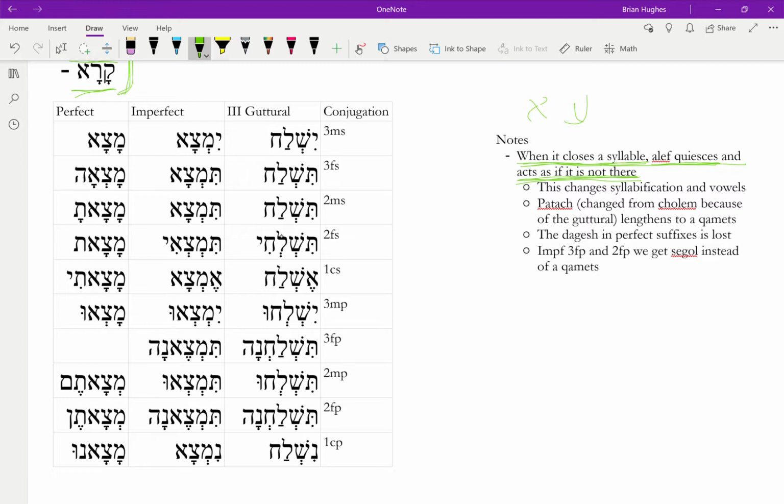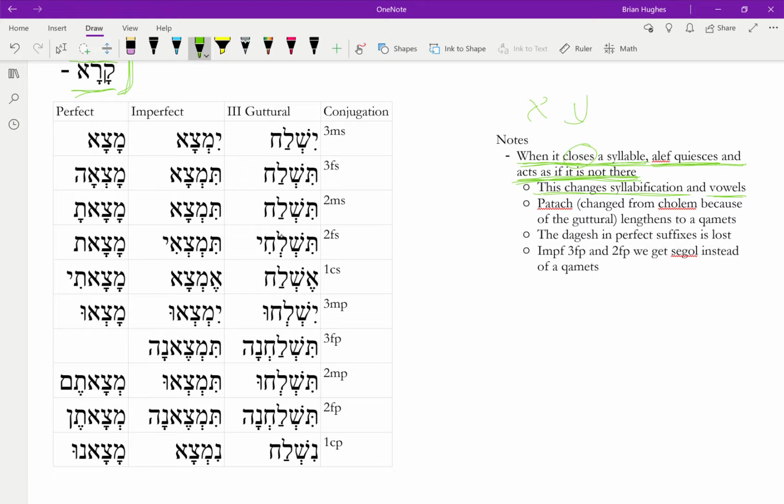Remember, this is about pronunciation. The Masoretic scribes are not out to give you a headache, they're out to represent the pronunciation at the time that they were putting vowels on the text. Once you have an aleph quiescing and acting like it's not there, that changes syllabification, and therefore it changes vowels. Because it's supposed to close the syllable, but now it's not, and so it goes to an open syllable, and that changes things.